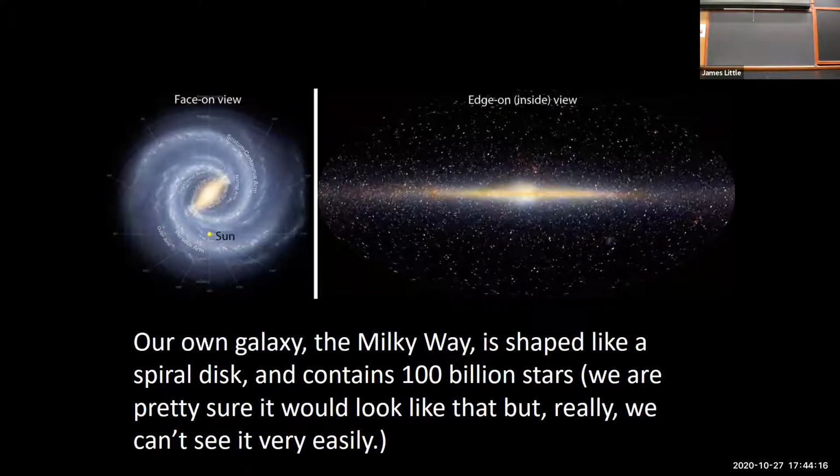Our own galaxy, the Milky Way, is shaped like a spiral dish, and it contains about 100 billion stars. And every time you see a picture of the Milky Way, it's a bit of a lie. The sun is towards the outside of the Milky Way, and we have a really hard time seeing through the center. There's a lot of dust in the plane of the galaxy, and that dust really interferes with our ability to see through it. We can see other galaxies far more clearly than we can see our own, at least the far side of our own.